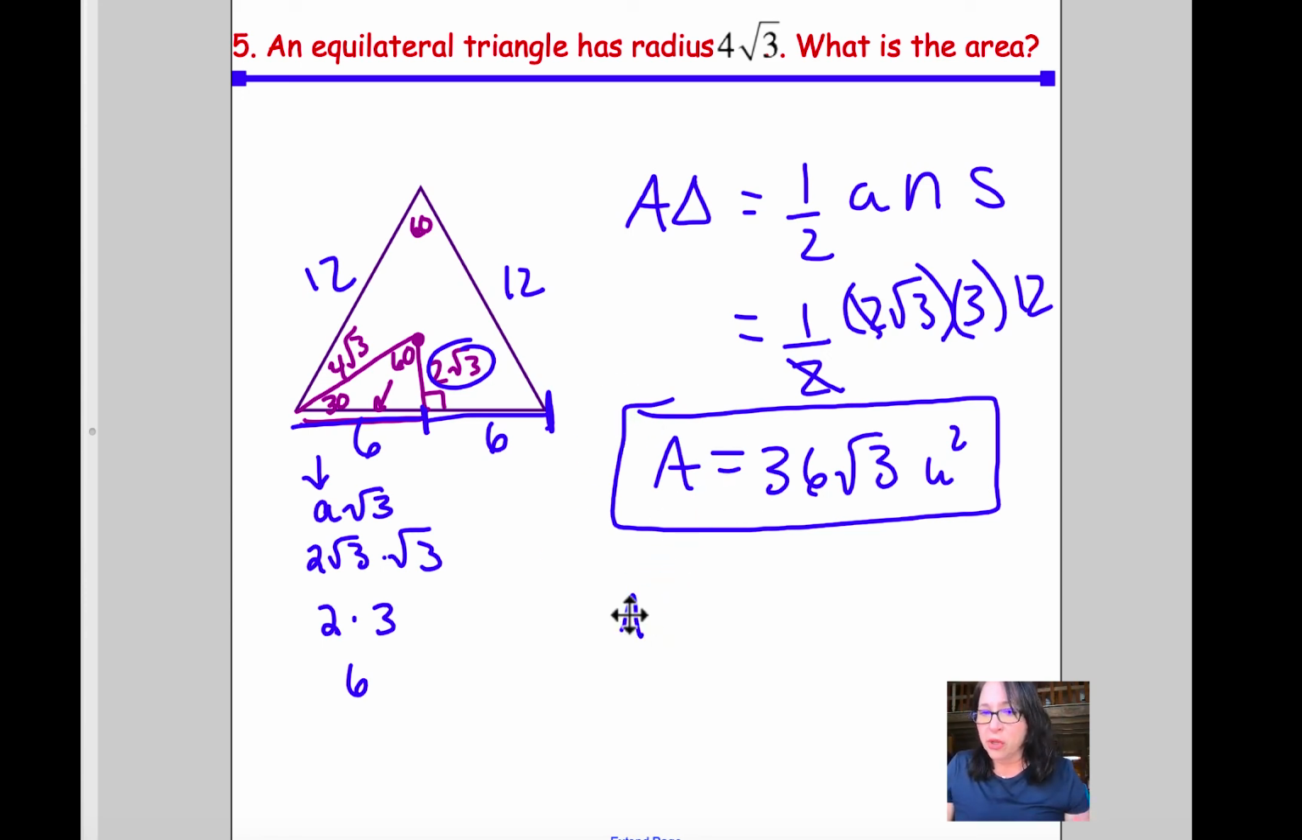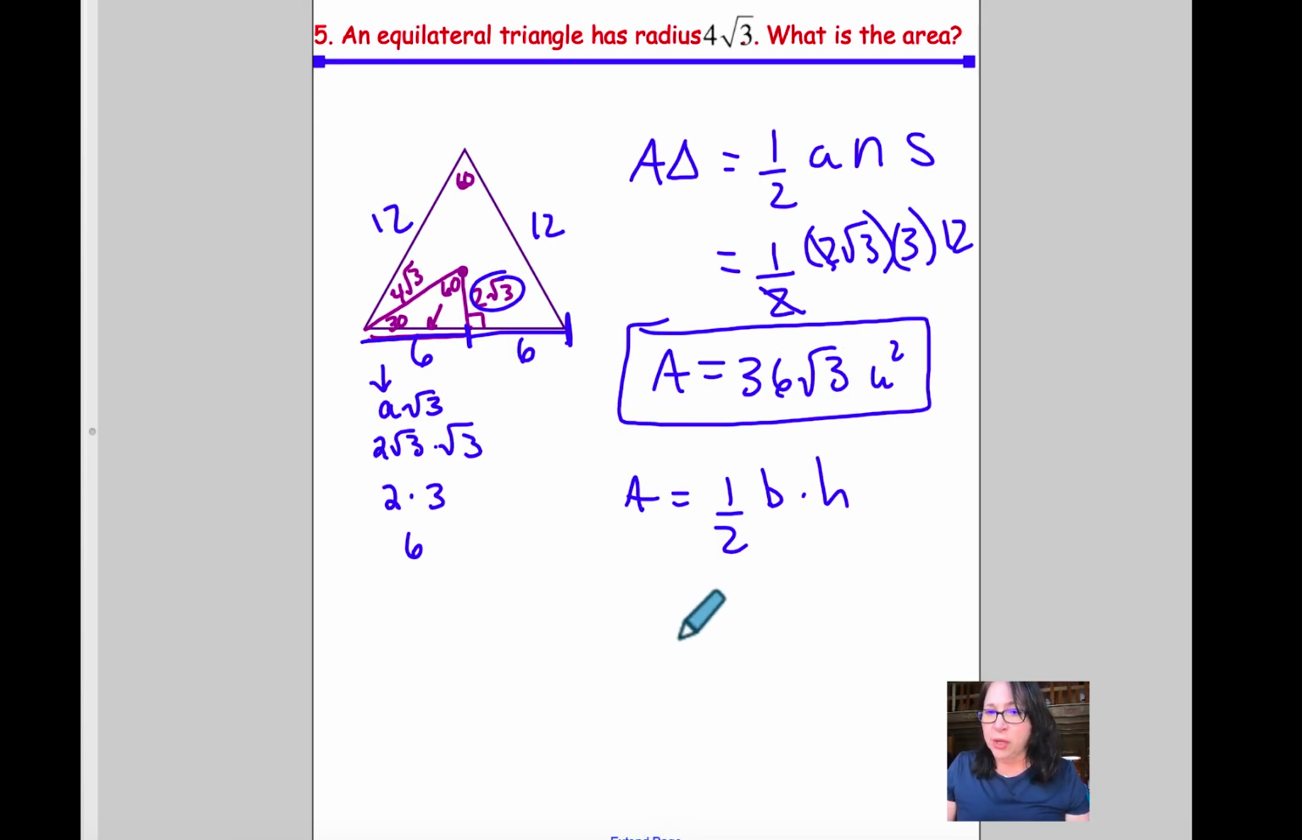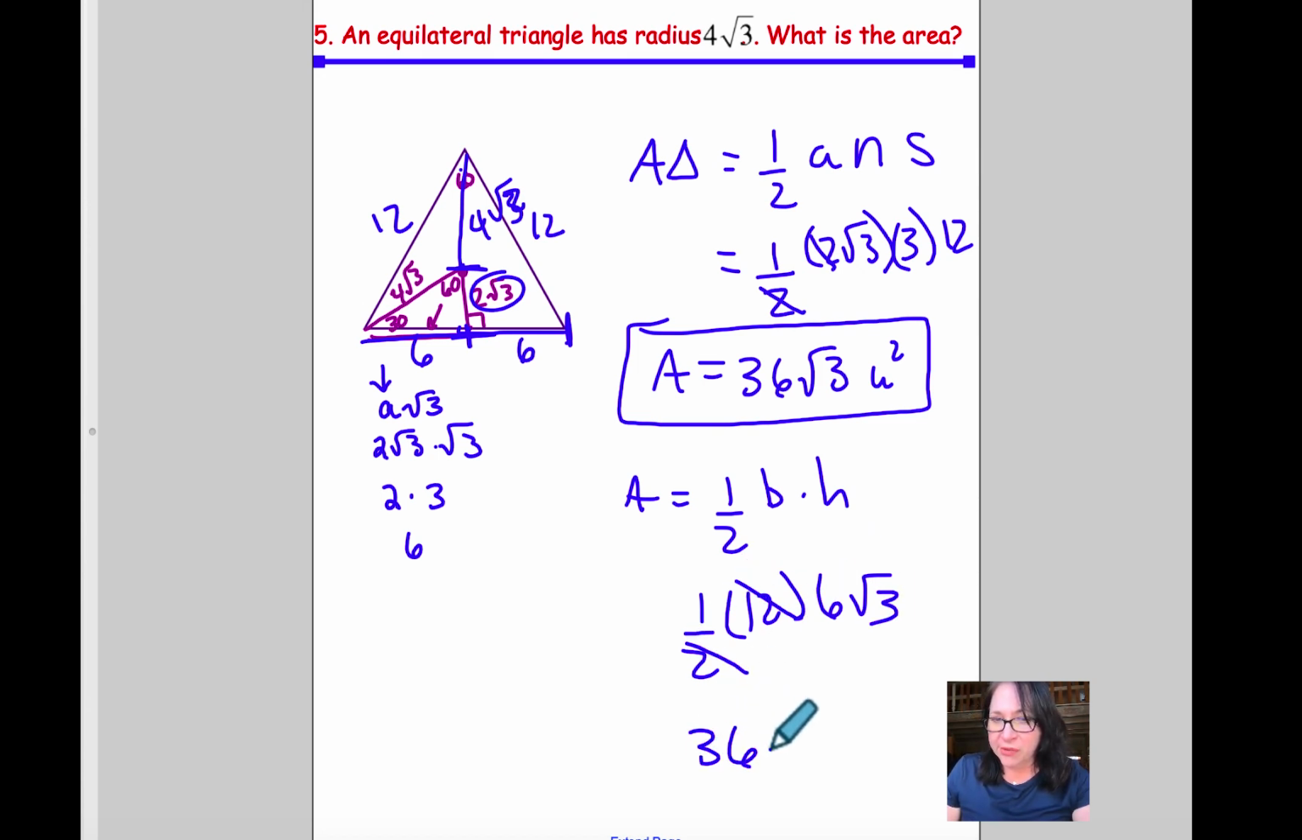However, you remember, option B is 1/2 base times height. So I could have said 1/2 my base, which is 12, times my height. Now remember, this is 2 root 3 and then 4 root 3 up here, because that's 2 more 4 root 3. So that would make 6 root 3. And so this cancels, and I'd still get 36 root 3, and that's units squared.